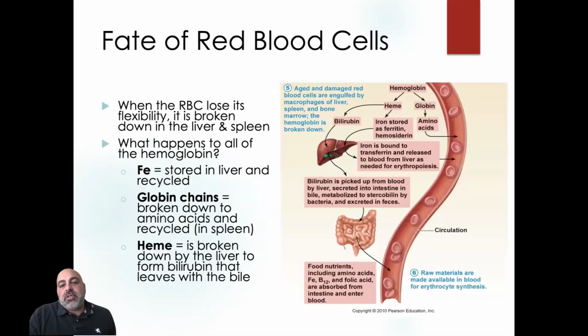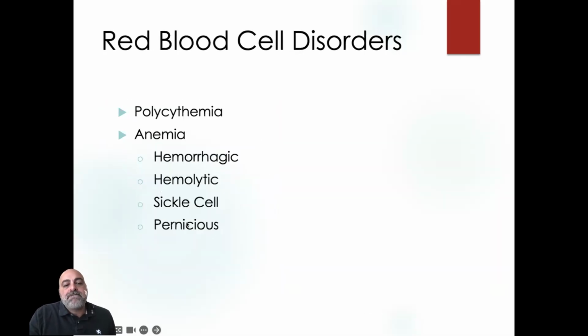So red blood cells, as we break them down, we reuse stuff. And so we looked at this. This is the generation of bilirubin, how we get rid of it. So same thing, review this. Okay.